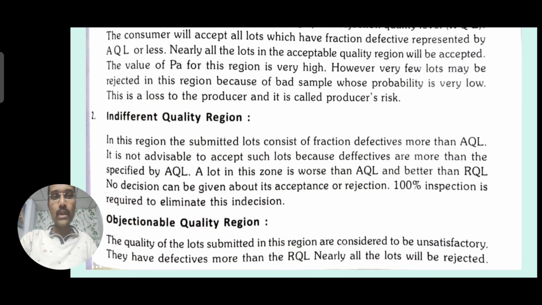For example, in this region, if the consumer accepts those products, what happens? Most of them are defective products. If the consumer accepts that, it will be a risk to the consumer, so it is defined as the consumer's risk. It can be seen on the graph.